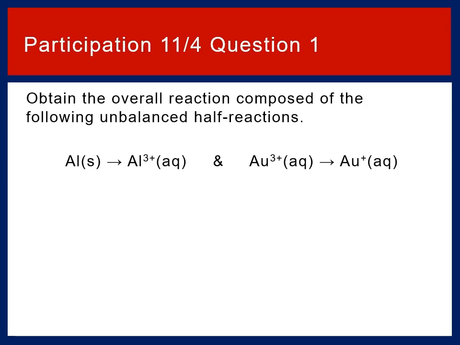Participation 11.4, question 1. Obtain the overall reaction composed of the following unbalanced half reactions. I have aluminum solid going to aluminum 3 plus aqueous, and Au3 plus aqueous going to Au plus aqueous. This is the first question on participation 11.4, due Tuesday, November 4th at 11:59 p.m. over on Blackboard. Link to the assignment is right below the links to these videos. Again, obtain the overall reaction composed of the following unbalanced half reactions. It's aluminum solid becoming an aqueous cation, and gold 3 becoming gold 1.